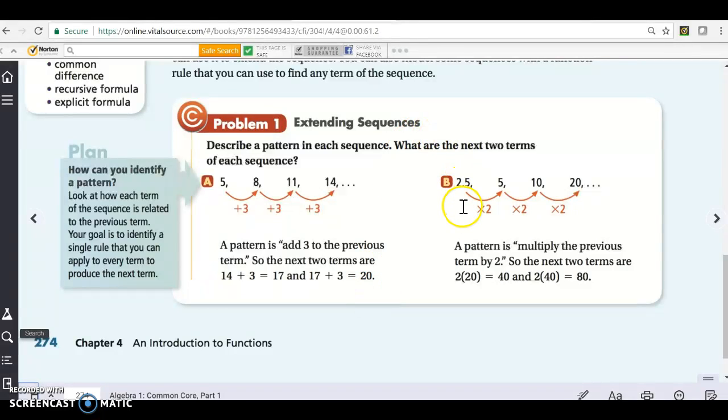All right, the next one is 2.5, 5, 10, and 20. It looks like every time they're multiplying by 2. So the pattern is multiply the previous term by 2. So the next two terms would be 40 and 80.